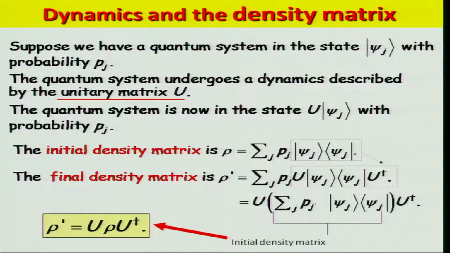So, we can also look at the dynamics of the density matrix. If we have a quantum state in state psi j with probability p j, the quantum system undergoes the dynamics described by the unitary matrix U. The quantum system is now in the state U psi j with probability p j. The initial density matrix is, as we had discussed, the sum of p j psi j outer product. The final density matrix is rho prime with a unitary operator applying on both sides, and so the unitary operator will come out and we can get back to this form, which gives rise to the unitary operator acting on the rho to give rise to the final result.